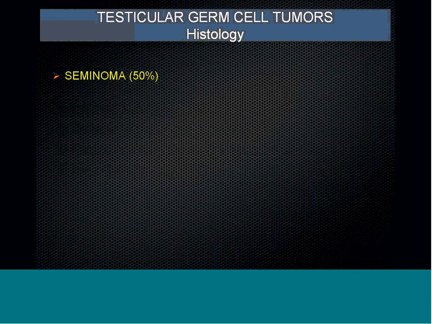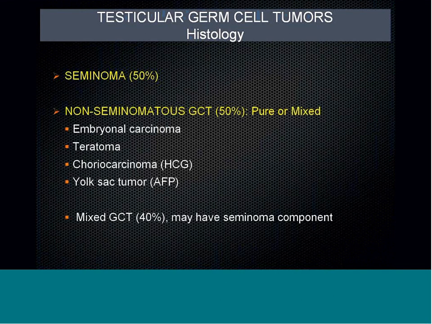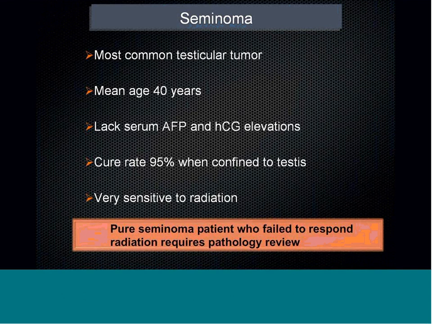So going to the histology, the histological subtyping of germ cell tumors, the main question that you need to answer is: is this seminoma or is this a non-seminomatous germ cell tumor? Any tumor that's not a pure seminoma is a non-seminomatous germ cell tumor. Seminomas are the most common germ cell tumors, so let's start with discussing seminomas. They make up approximately 50% of all germ cell tumors.